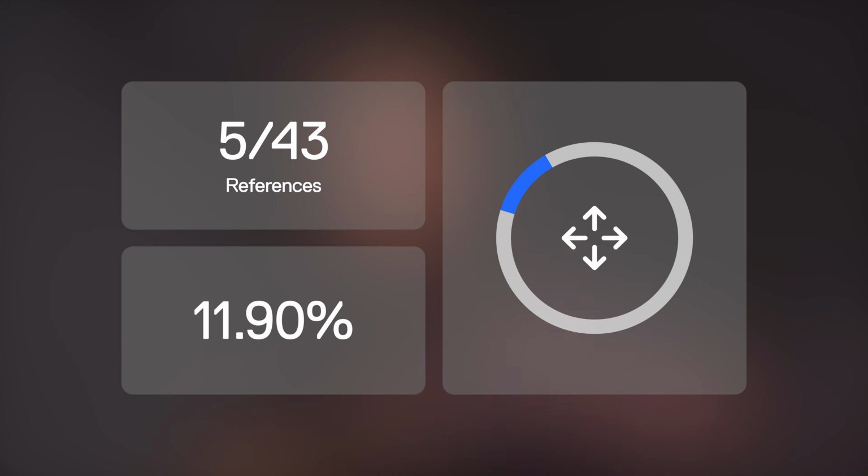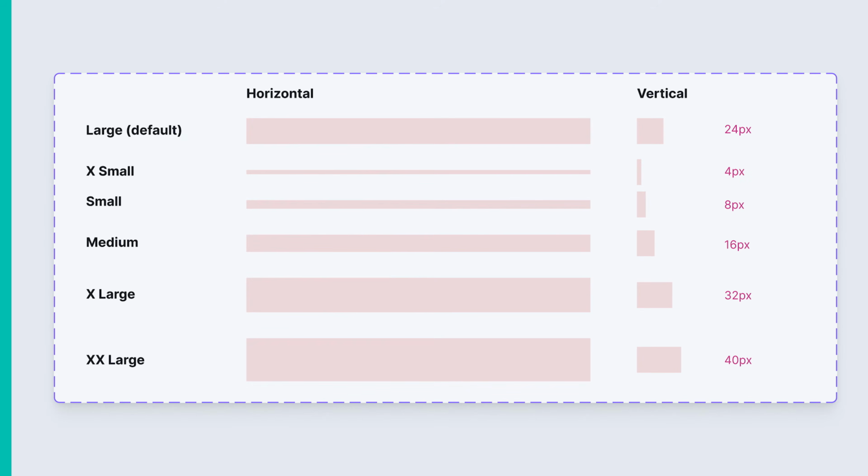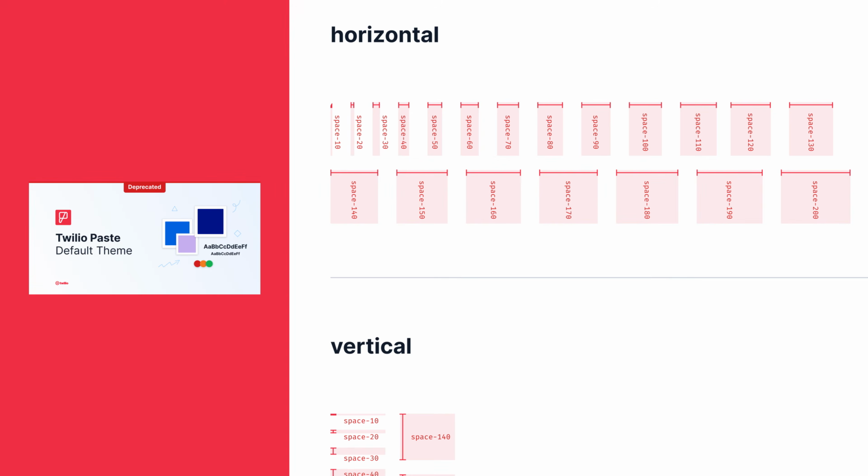The directional and scale approaches were used in combination with the other ones that we just covered. The directional approach was used in combination with 5 out of 43, or 11.90% of the references. This combination approach groups spacing values by horizontal or vertical directions. For example, if we look at Elastic UI, the naming structure combines a direction with the t-shirt size, like horizontal x small, vertical x small. For Twilio Paste, they combine a direction with the numerical order structure, like horizontal space 10, vertical space 10, and so on.